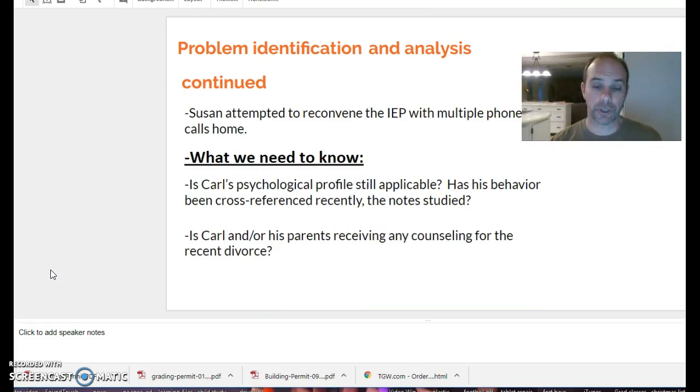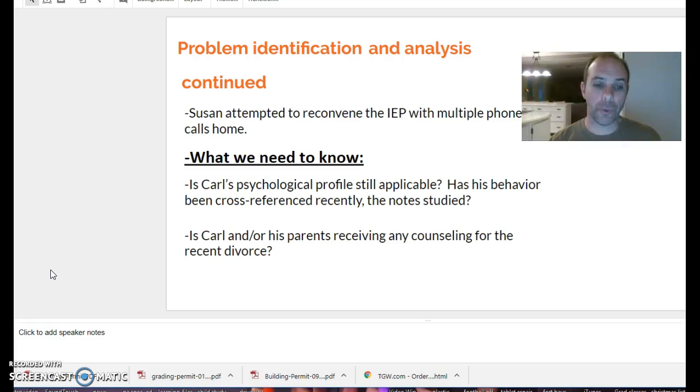Susan, being a responsible teacher, attempted to reconvene the IEP for multiple days, calling home, trying to get a hold of parents, trying to figure out what to do. Finally, when she was able to get a hold of them, they came in and were able to discuss a new plan for the IEP, where she saw a lot of tension between the mother and the father, them being divorced, and the mother blaming the father for the behavior of Carl. It wasn't a real positive atmosphere.